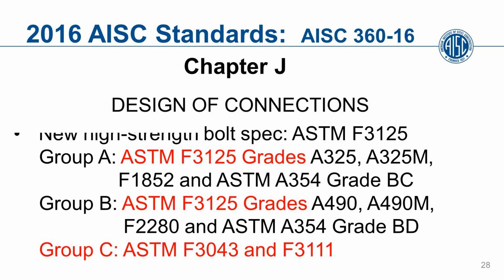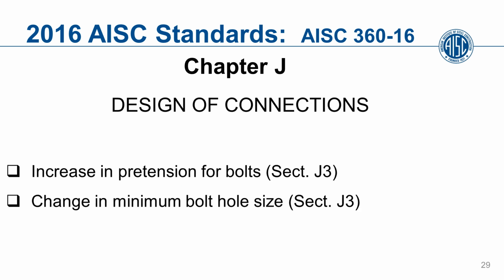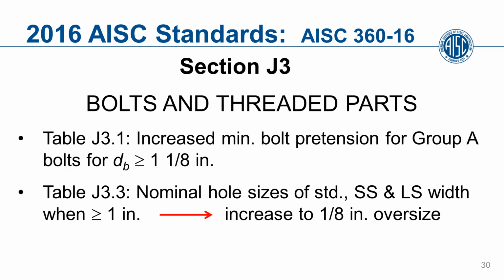With the changes that have occurred in the new standard, the F3125, there have been some additional changes for bolt pretensions and a change in minimum bolt hole sizes. We'll go into those in more detail. One of the changes that occurred with F3125 is that for all Group A bolts that are grade equal to or larger than 1 1/8 in diameter, the bolt pretension has increased.